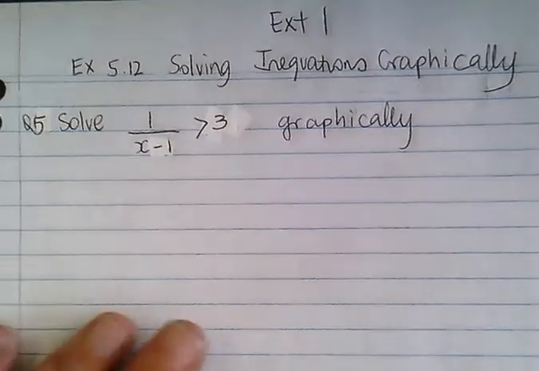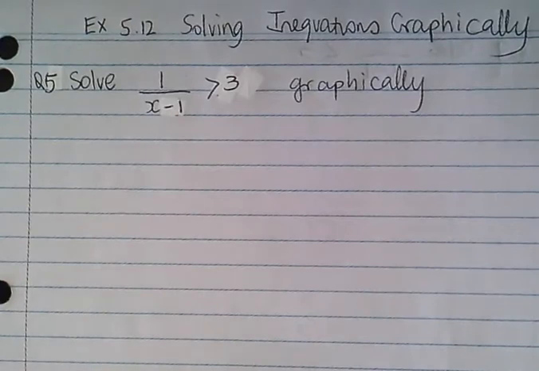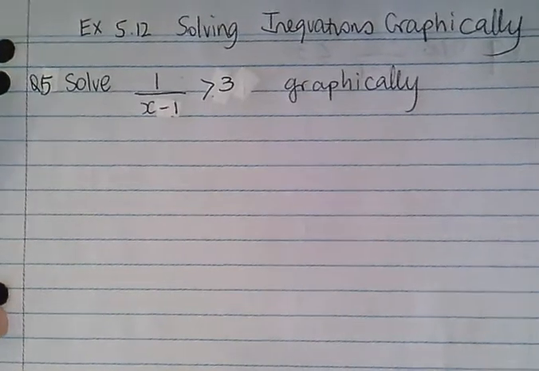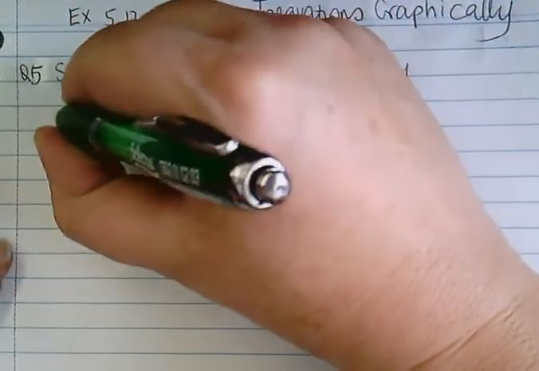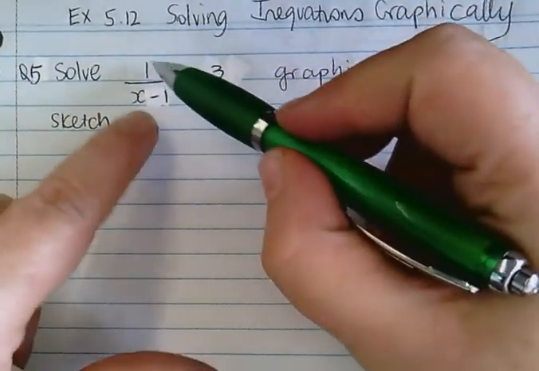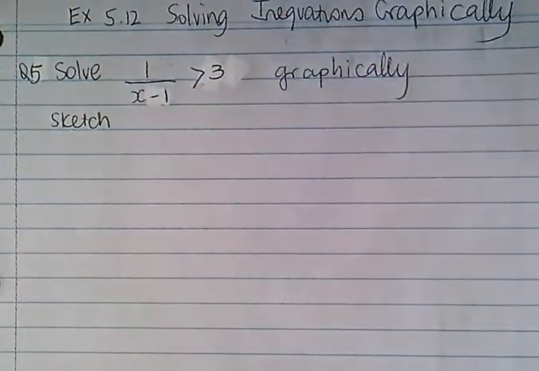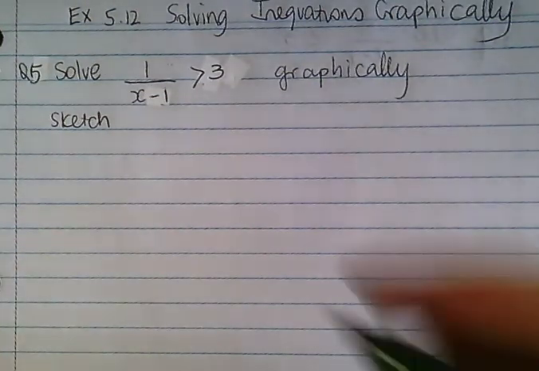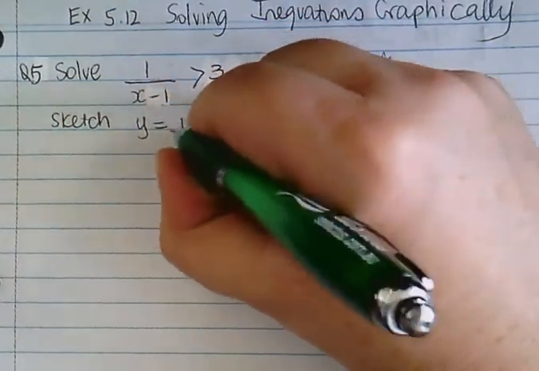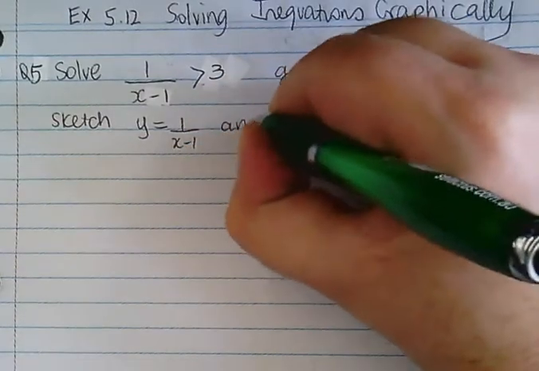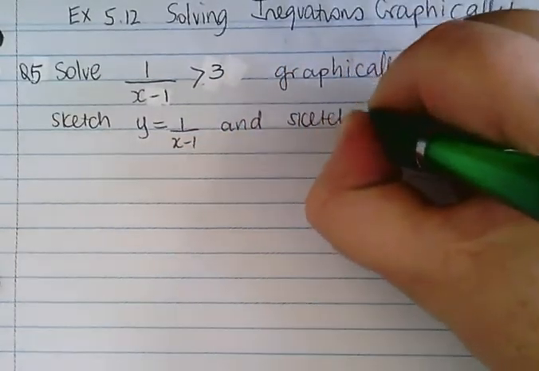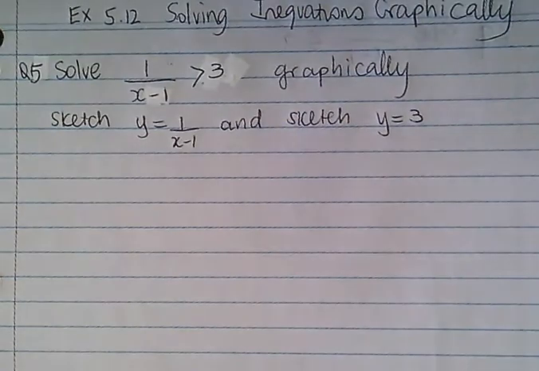All right, look, we might do this one both ways so that you can remember how to do the other method. So solve this graphically. Now, to solve graphically, we sketch. This is asking me, where is this curve on the left higher up than the line y equals 3? So we sketch y equals 1 over x minus 1, and we sketch the line y equals 3. That's our first step. Sketch both these functions.